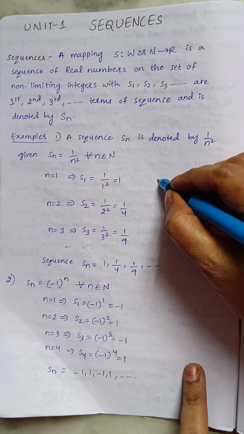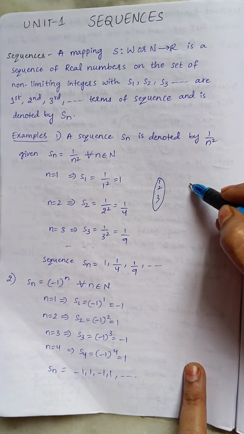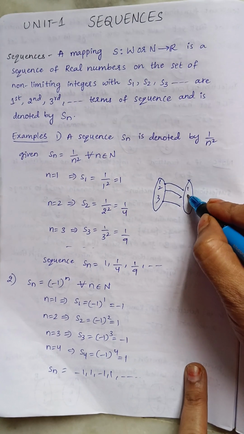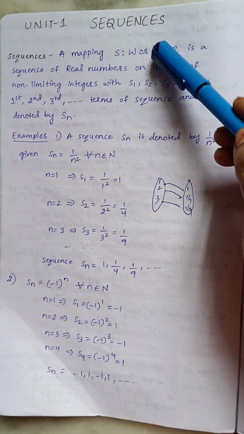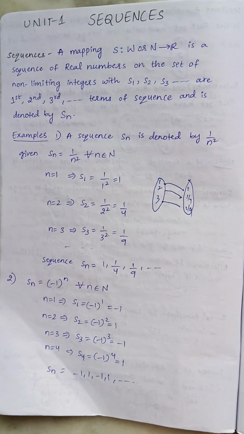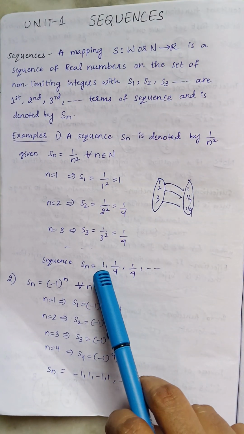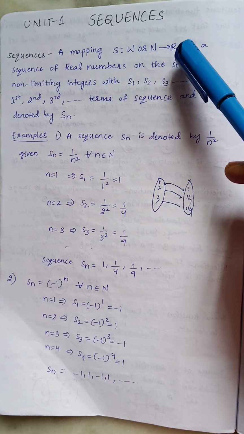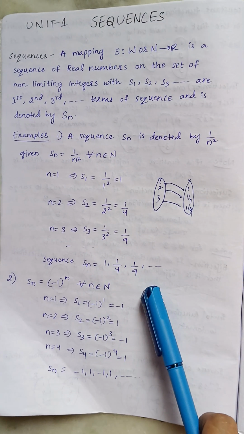So in the function we always take natural numbers 1, 2, 3, and then you get different range elements, like here 1, 1 by 4, 1 by 9, like this. What we can see here is that the domain is always natural numbers, so there is no need to write all the natural numbers every time, because it obviously starts from 1, 2, 3. So in the sequence we only take the range elements. What are the range elements here? 1, 1 by 4. In a sequence, actually this is a function from one set to another set, but generally in the sequence we take the range elements like 1, 1 by 4, 1 by 9, like that.